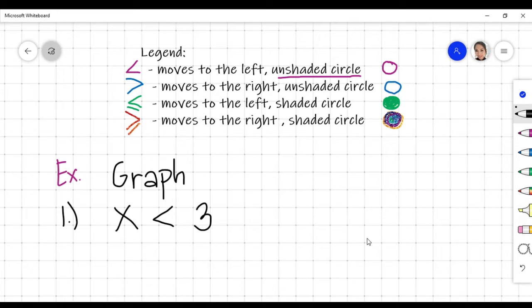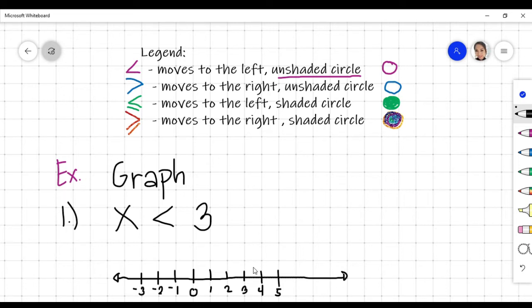Let's have an example. Graph the inequality x less than 3. So let's make a number line. Since it's a line, do not forget the arrows. We can have here our 0. Then we have 1, 2, 3, 4, 5, and so on. Then on the left side we have negative numbers and so on.